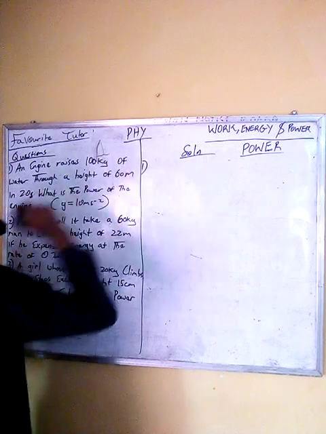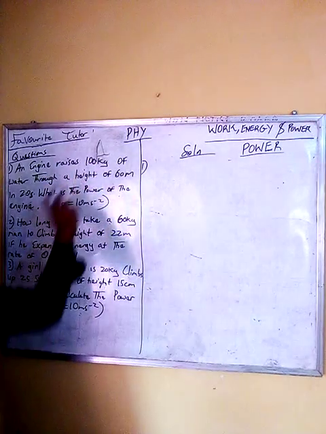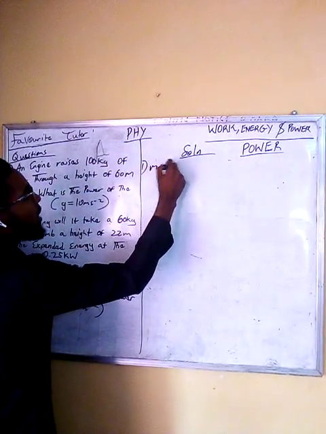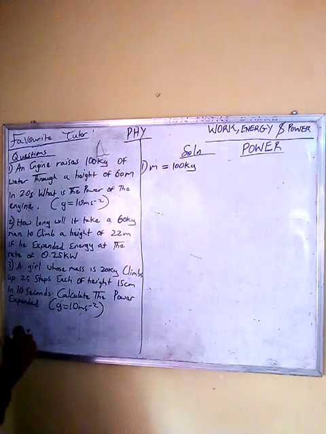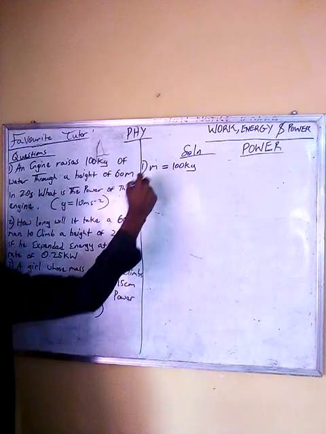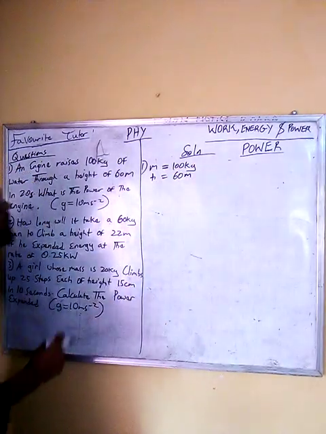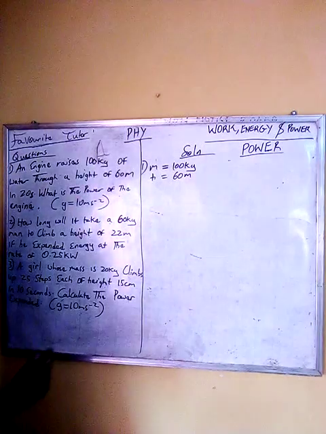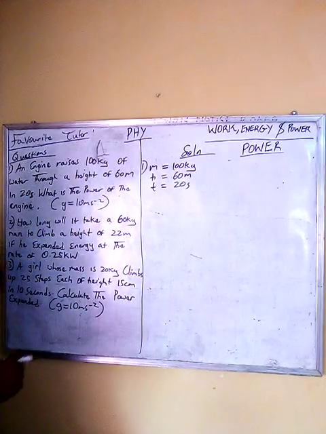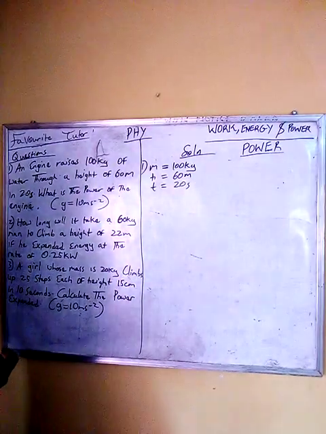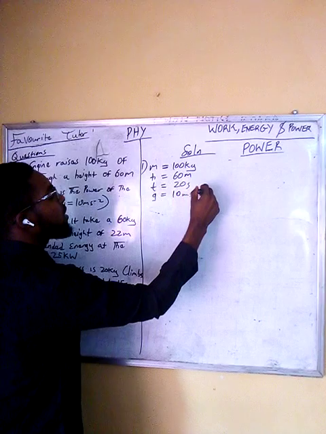Solution to number one. We bring out the parameters. An engine raises 100 kg of water through a height. Kilogram is mass, so the mass is equal to 100 kg. The height is equal to 60 meters in 20 seconds. Time is 20 seconds. What is the power of the engine? And we're given acceleration due to gravity as 10 meters per second squared.